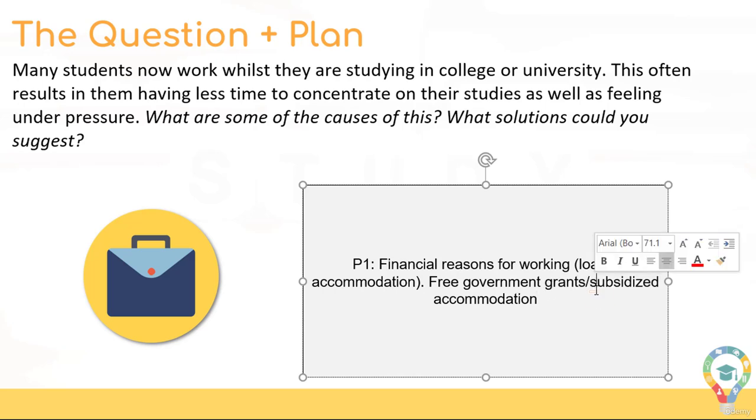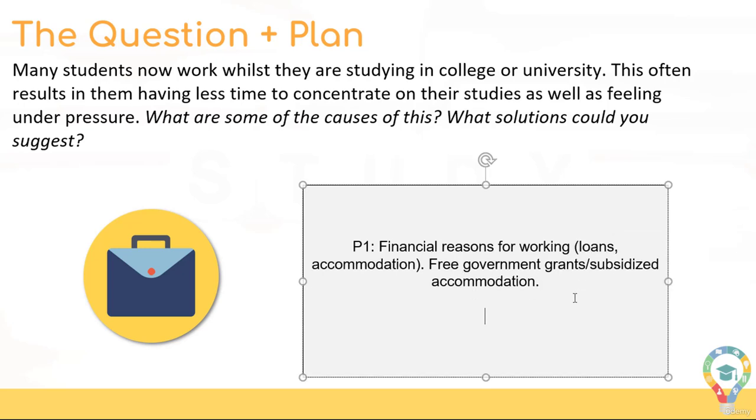Subsidise means to provide something for a very small price. So it may be that the government supply student accommodation for 20% of the normal price. This is what I'll talk about in this paragraph.